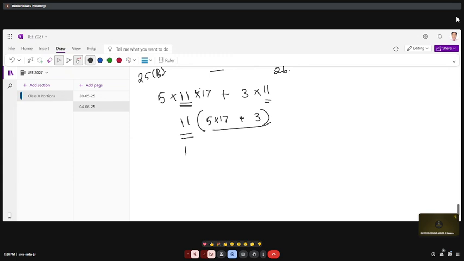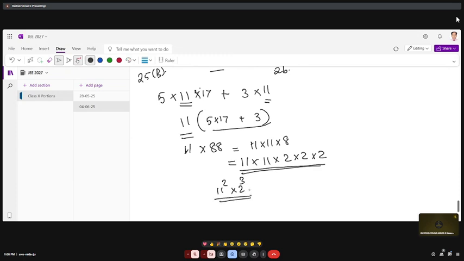But you can go one more level and say it is equal to 11 into, so 5 17s are 85 plus 3, this is 88. So that means it is 11 into 11 into 8. 88 I have written as 11 into 8. So not just two numbers, it can be written as a multiple of 5 prime numbers. So the given number can be represented as a multiple of 5 prime numbers. Right? So 11 square into 2. So obviously this is a composite number.